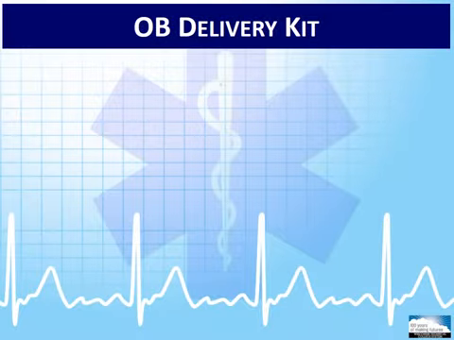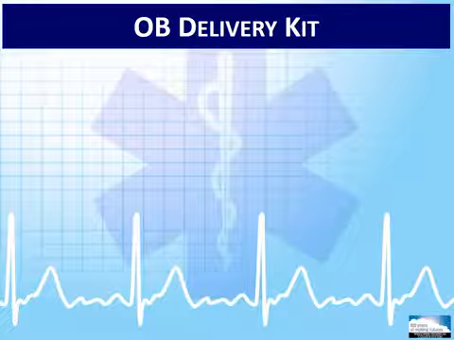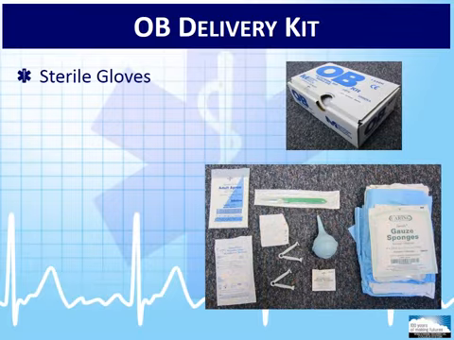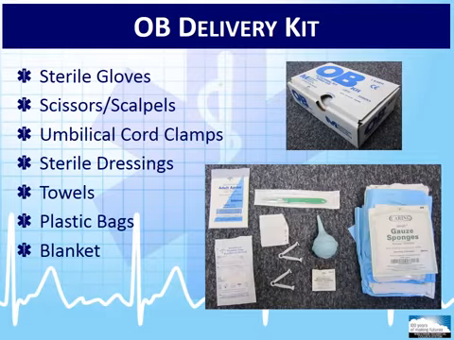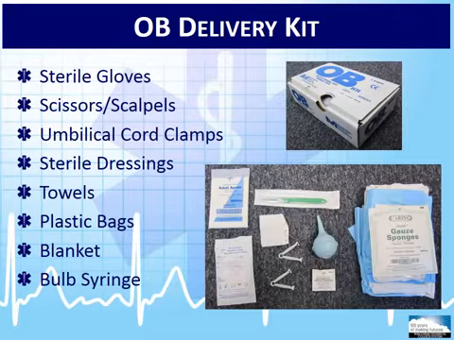Wisconsin Administrative Rule Trans 309 governs ambulance requirements within the state, and one such requirement pertinent to the subject of childbirth and delivery, at least at the time of creation for this presentation, is that the ambulance carry an obstetrical kit containing sterile gloves, scissors or disposable scalpels, 2 umbilical cord clamps, sterile dressings, towels, plastic bags, blanket or other heat-reflective material large enough to cover a newborn, and a bulb syringe.